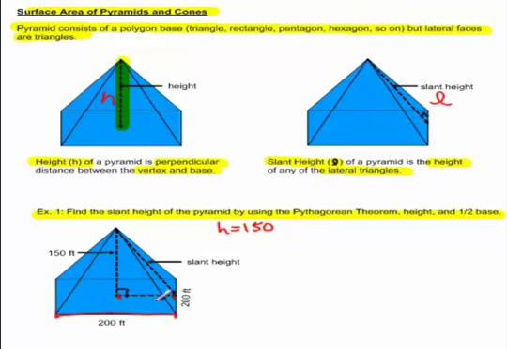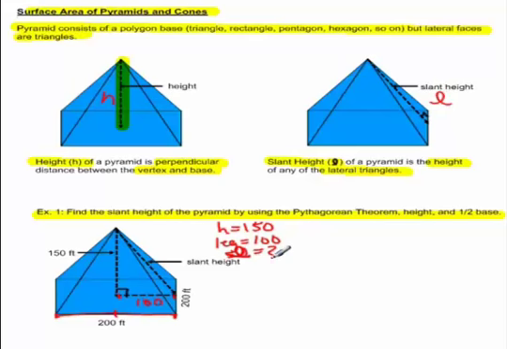You can see that that distance goes from here to here. That distance is half the base. So we need the distance of 100. So we have another leg of our right triangle that's equal to 100. We have a height that's equal to 150. And we need to find the slant height, which is our cursive L.